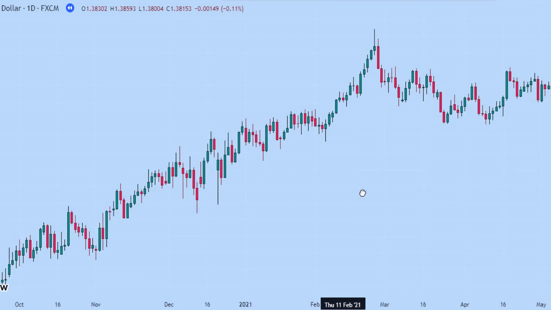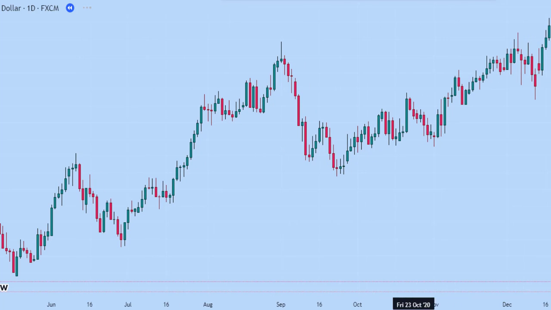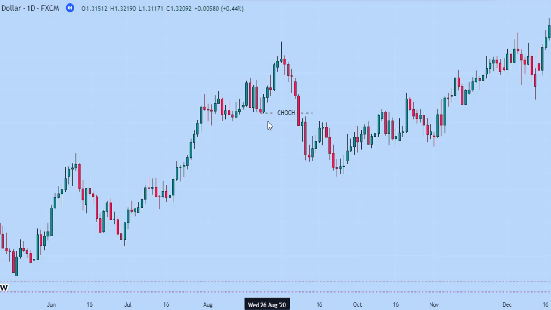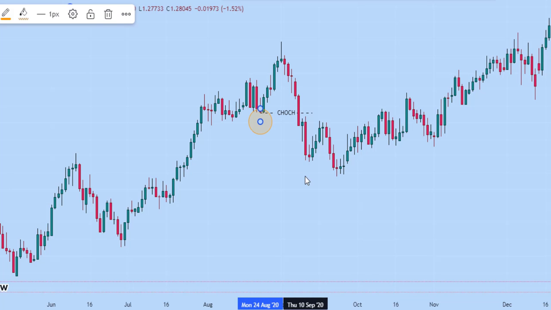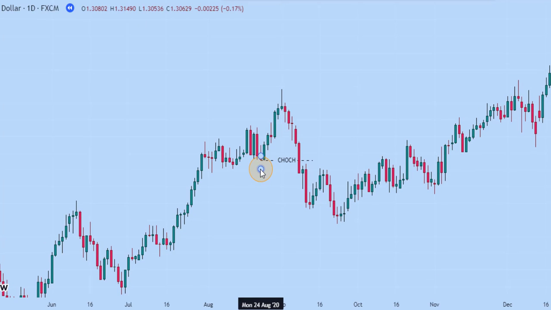I want to see something very clear before I call it a change of character. Okay, look at this. This is a change of character, okay? Because the market is going up, and suddenly we saw price taking the last low, the last higher low. It was taken and then price pushed down to this level. So even though this is acting like a breakout too, you can see in the future that price came back to that same level and then had some reaction.